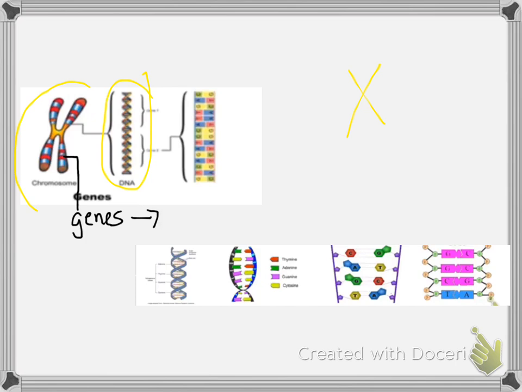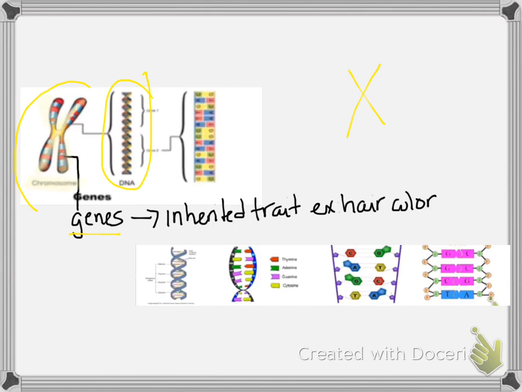And then these little red and blue bands on the chromosome are our genes. So genes are what code for our inherited traits. Example of an inherited trait would be hair color, eye color, freckles, dimples, hitchhiker's thumb. The list could go on and on and on. So the X is the chromosomes. That's what I just went back and highlighted there.